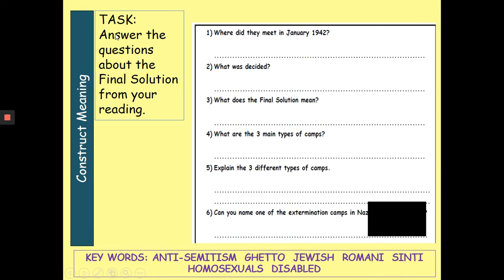Okay, so we've found out quite a few details about the different types of camps and why eventually people were sent to the labor, concentration and extermination camps, and the two different arguments for the Holocaust. Was it intention or was it a functional solution?